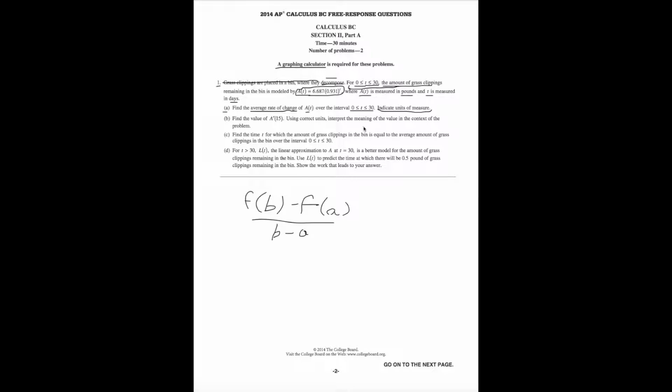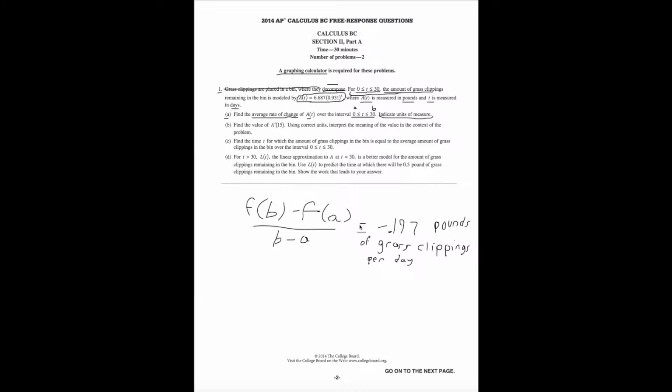So we want to plug in 30, as this is our b, and then 0 as this is our a. Because, as we mentioned, this is graphing calculator active, you might want to circumvent the time required to actually write this problem out and do this all in your calculator. So I'll give you a second to type this out, and let's see if we get the same answer. The answer we got is negative 0.197 pounds of grass clippings per day. Did you get the same answer? I sure hope so. Now let's move on to B.